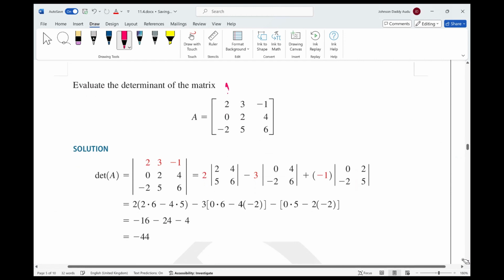In terms of position, this itself is going to be plus. This is going to be minus. This is going to be plus. And this is going to be minus, right? Plus, minus, plus, minus, plus. Yes. So this is in terms of their position.